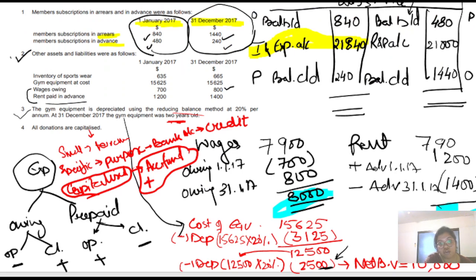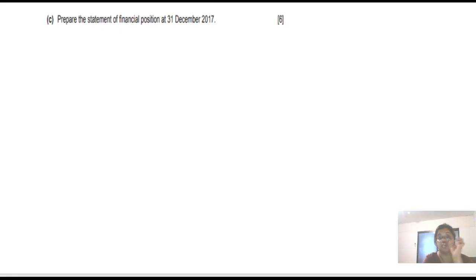Okay, the accumulated fund opening balance is not given in your question. So how are you going to prepare it? You have to deduct your liabilities from your assets, but you have to use only your opening balances for that. So how are you going to prepare that?